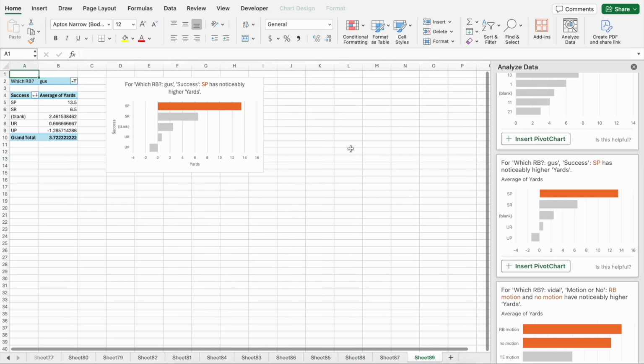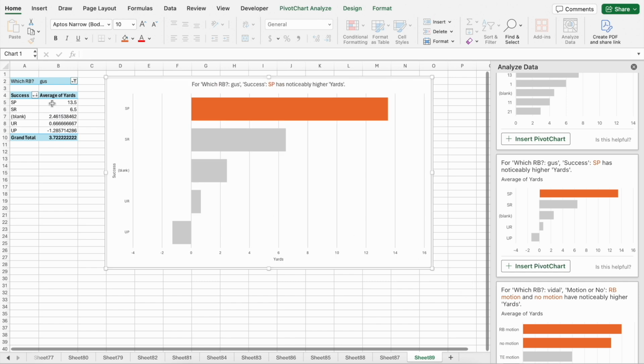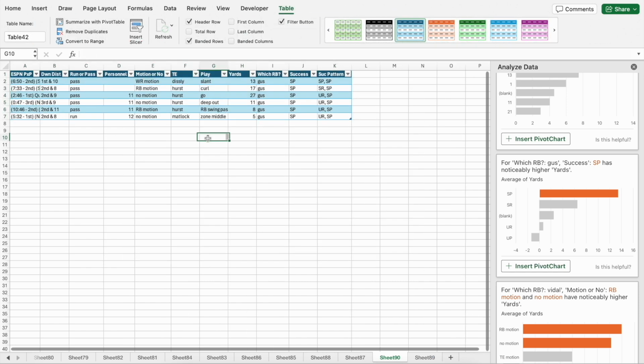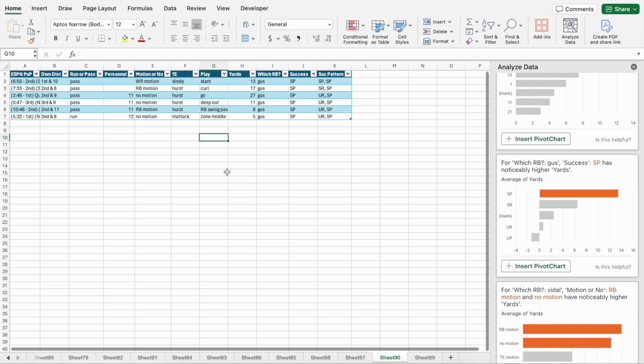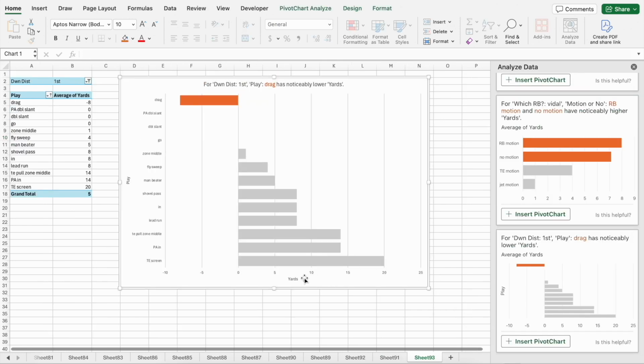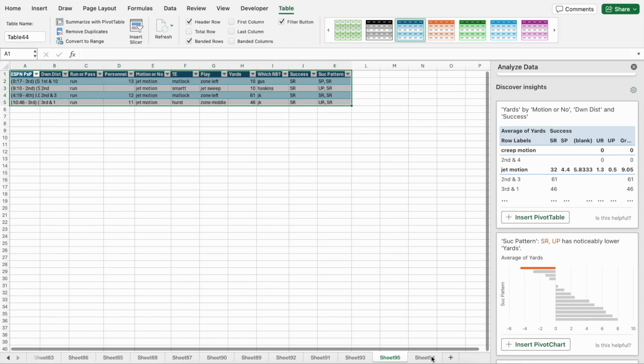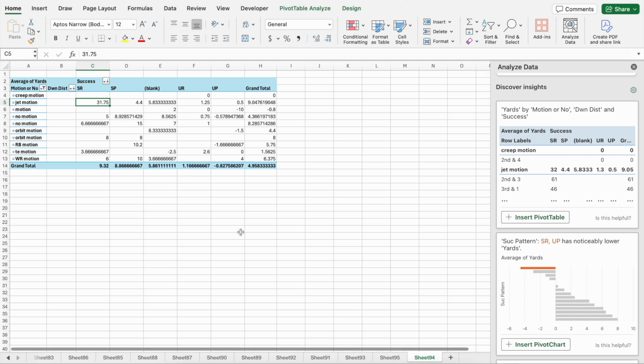Gus in a successful pass play has noticeably higher yards, so that's interesting. There's a good amount of those. And there's a lot of unsuccessful runs followed by a successful pass when Gus is in, and all those plays are positive plays. Here are the plays with the most yards: tight end screen, play action in, tight end pull, zone middle, and lead run.